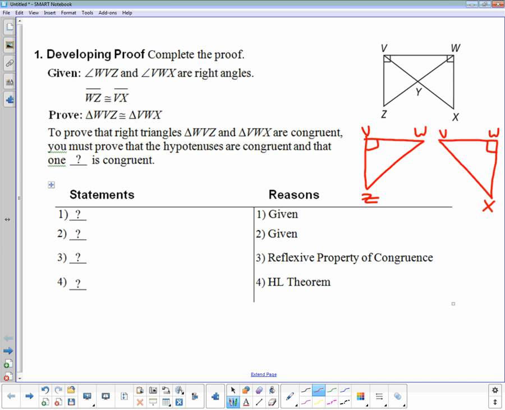So they told me that I have two right angles, and they're marked. They also told me this, WZ is congruent to VX. Okay, mark the picture, draw on the picture. Now, what else can we mark up?